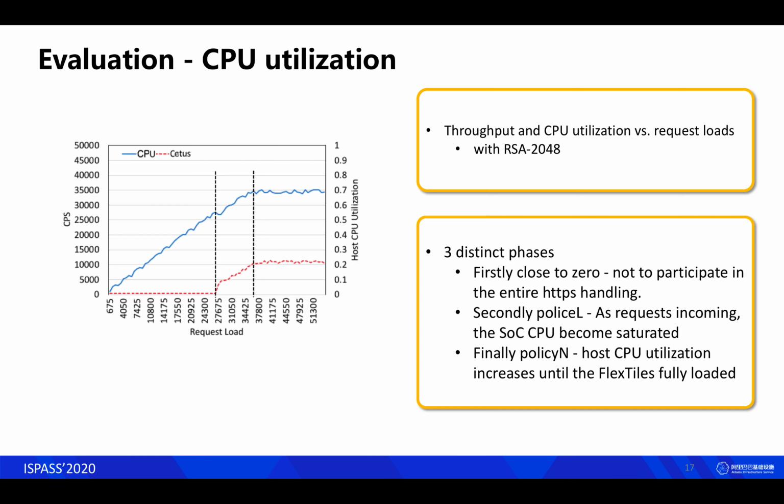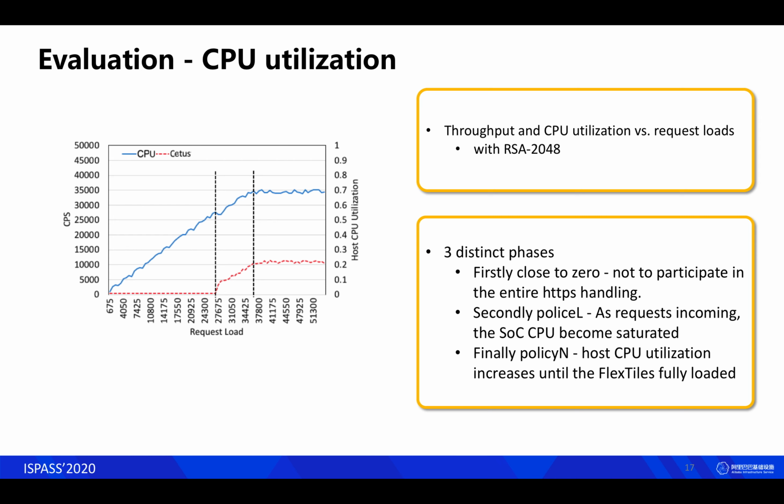We start our evaluation by sweeping the concurrent HTTP requests sent to the server and measure the CPS and host CPU utilization. As can be seen from this figure, which corresponds to the RSA 2048, there are three distinct phases of the host CPU utilization curve. At the beginning, the host utilization is close to zero when the HTTP traffic is relatively light, and all the TLS transactions are processed by the CETUS SoC.